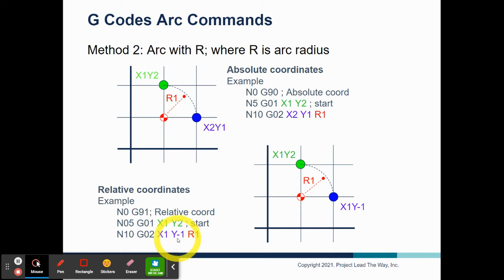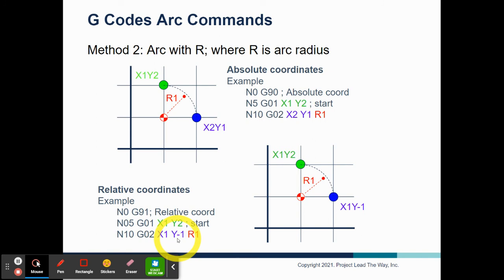So that was one way to do it with I's and J's. The other way that you can do it is actually with R's, and I feel like R's is going to be a lot more easy. It'll make more sense to you guys at least. So here again, they have two examples. They have the example of your absolute coordinates, and you have your example of your relative coordinates. So we're going to make an arc with radius R, and the code is going to be shown there.